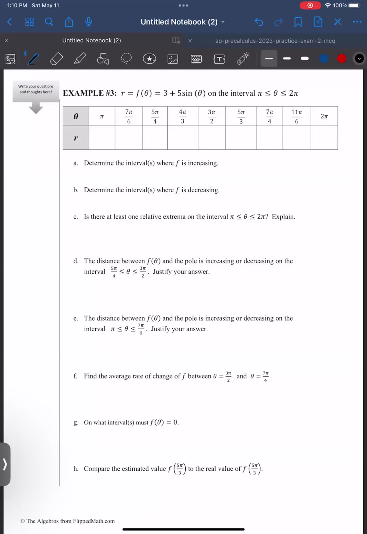Recording. So this is example number 3 from 3.15, the video I uploaded last night. I said that in today's session we would go over it.